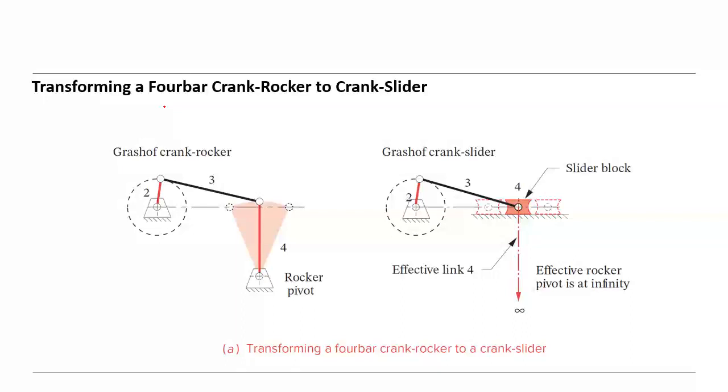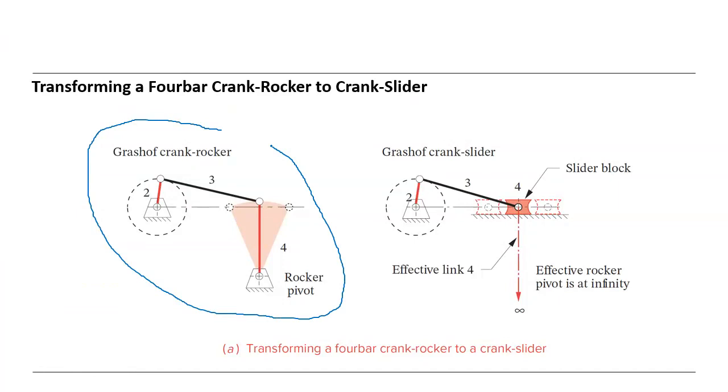So, transforming a four bar crank rocker to a crank slider. You may remember this was the crank rocker mechanism. What it means is that if we drive this crank here in that direction, this rocker makes an oscillation between two limits. Those are the limits here. Let's say this is one and this is two, and it moves between one and two while the member two, the crank, fully rotates. So this is the crank rocker mechanism.